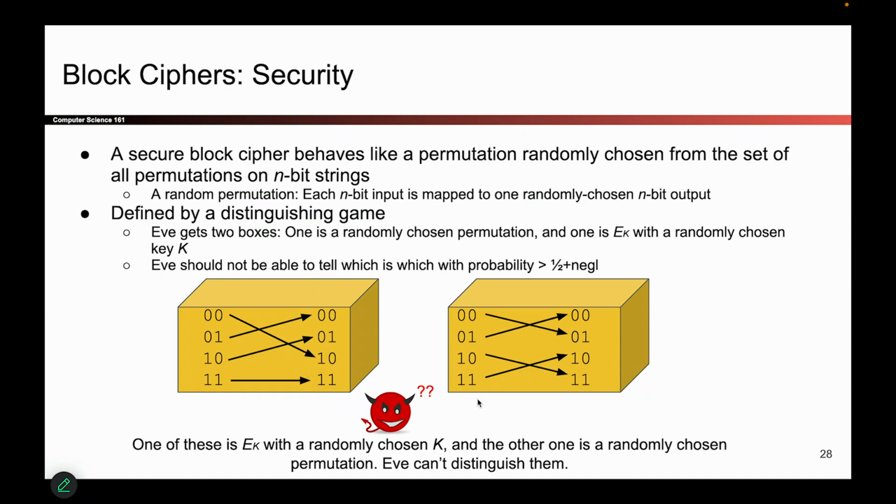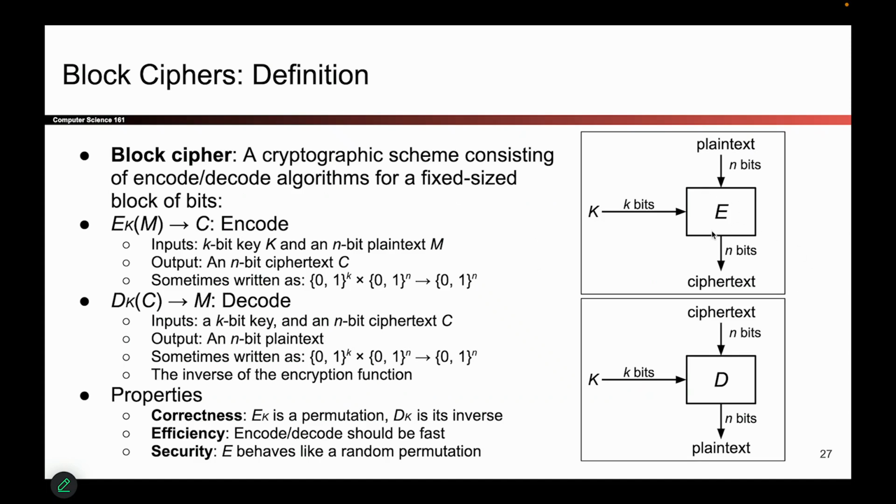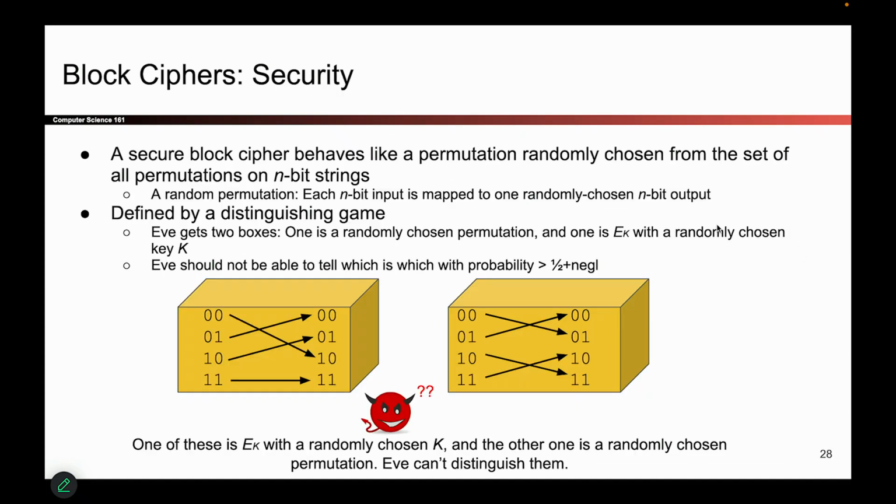Now the challenge for you, Eve, is you need to tell me which one is which. Which of these two was generated by using the block cipher algorithm, the code in this box, with the key that Alice and I chose to use? And which of these was generated by randomly dropping in arrows? What do you think? Which one is which? Hopefully you can't tell, because I can't tell either.